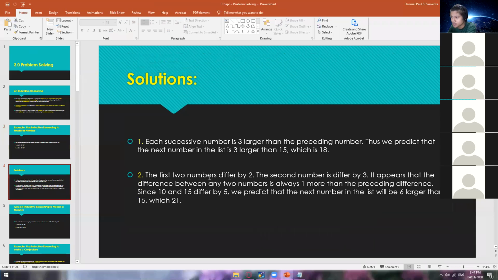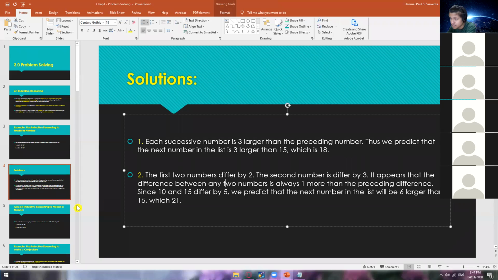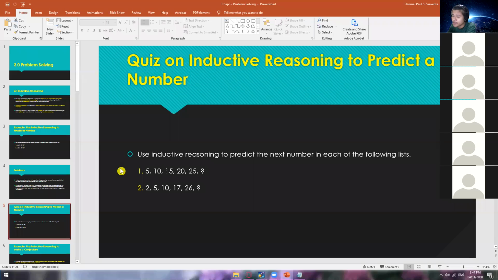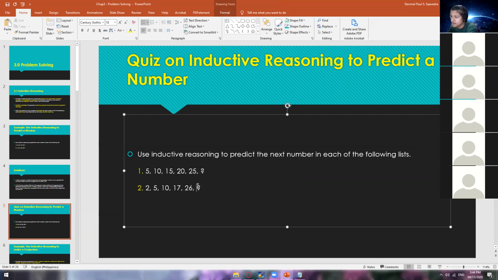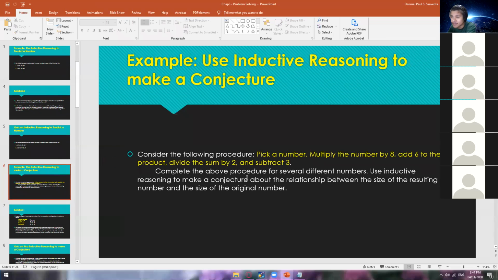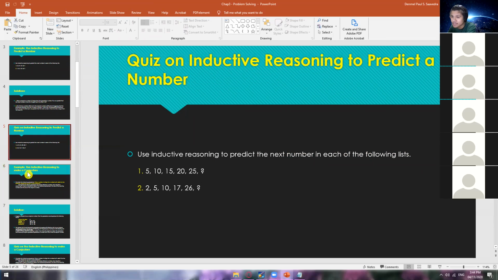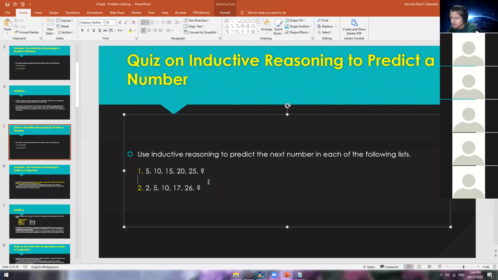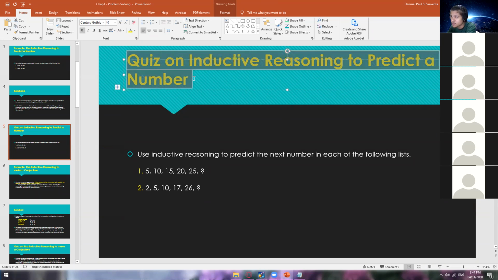So here's the solution. I'll leave the reading part to you since you already know this one. Right after that example, of course, we're going to have a short quiz again. This is by applying inductive reasoning. Anyway, this one is like a bonus already. This one is super easy. So this is your first quiz on inductive reasoning to predict a number.